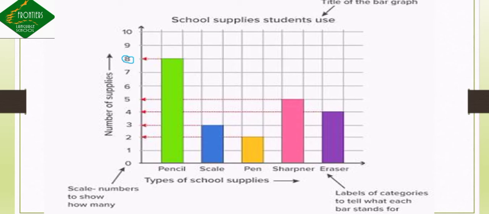Okay, the same, go to the scale. How many students have a scale? Go to scale, and this bar, the blue one, is for scale. And go to the number. What's the number I have? I have 3. So 3 students have a scale.